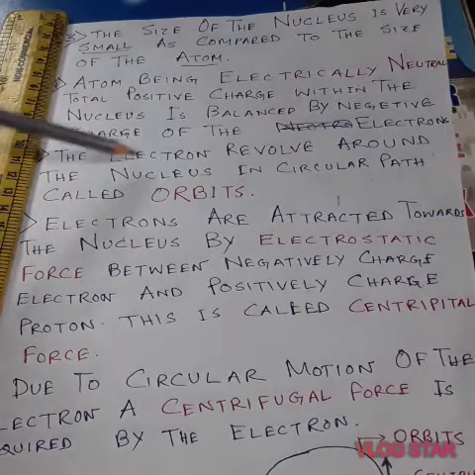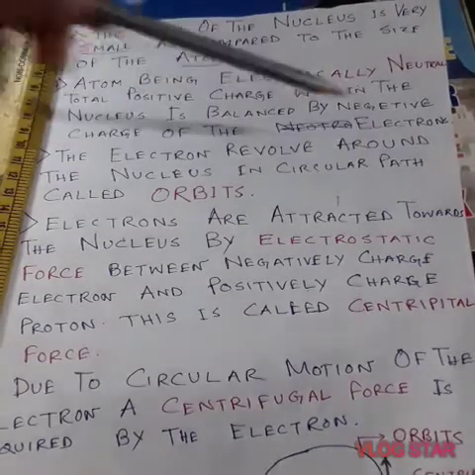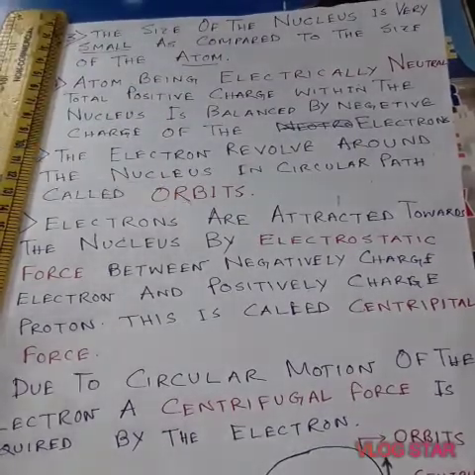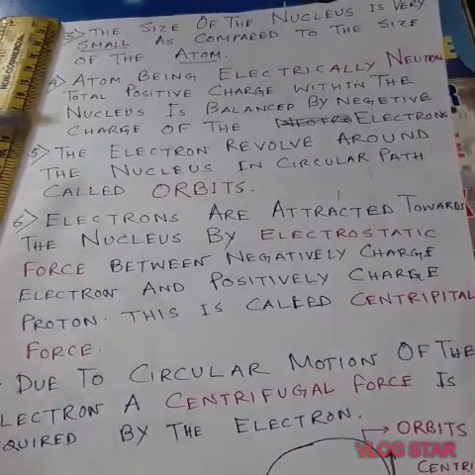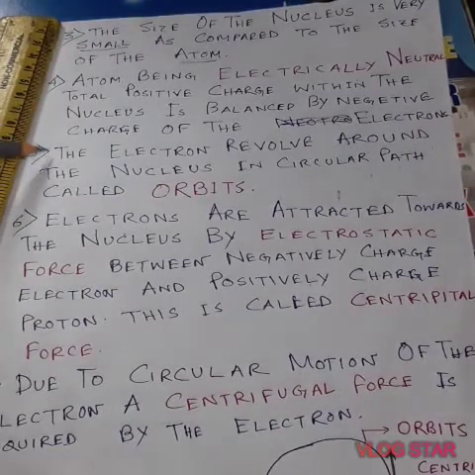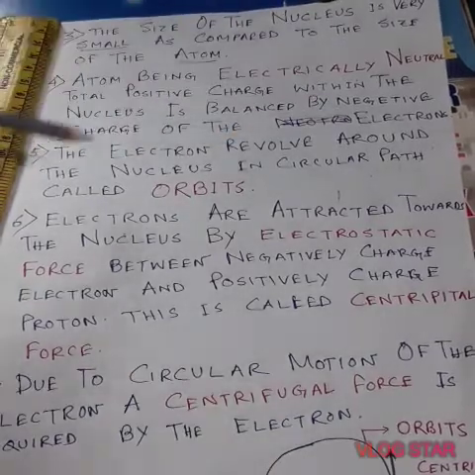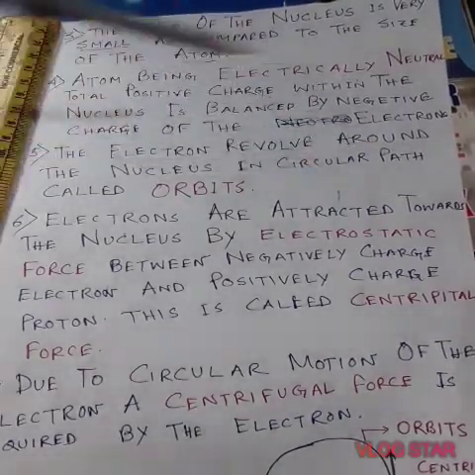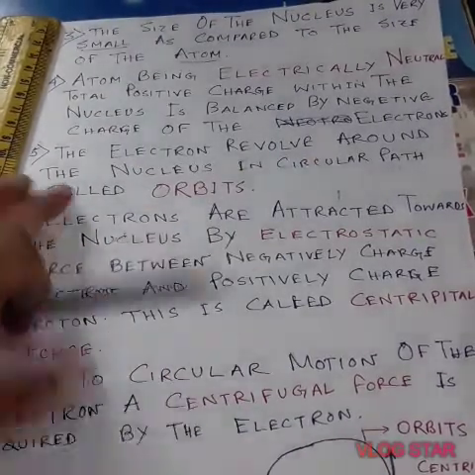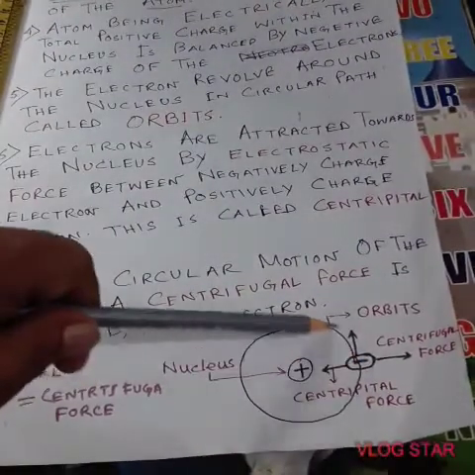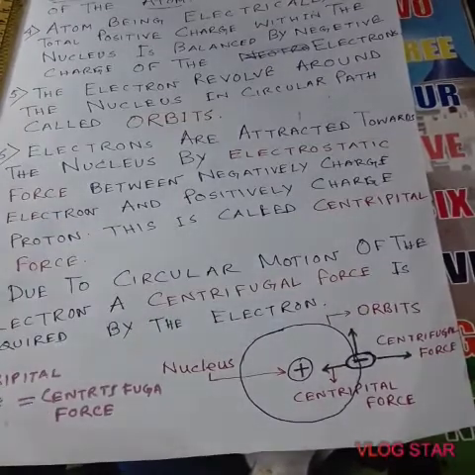The electron revolves around the nucleus in a circular path called an orbit. It is the fifth part of the atomic model. The fifth point states that the electron revolves around the nucleus in a circular path called an orbit. Look, the electron moves around this circular path, and this path is known as the orbit.